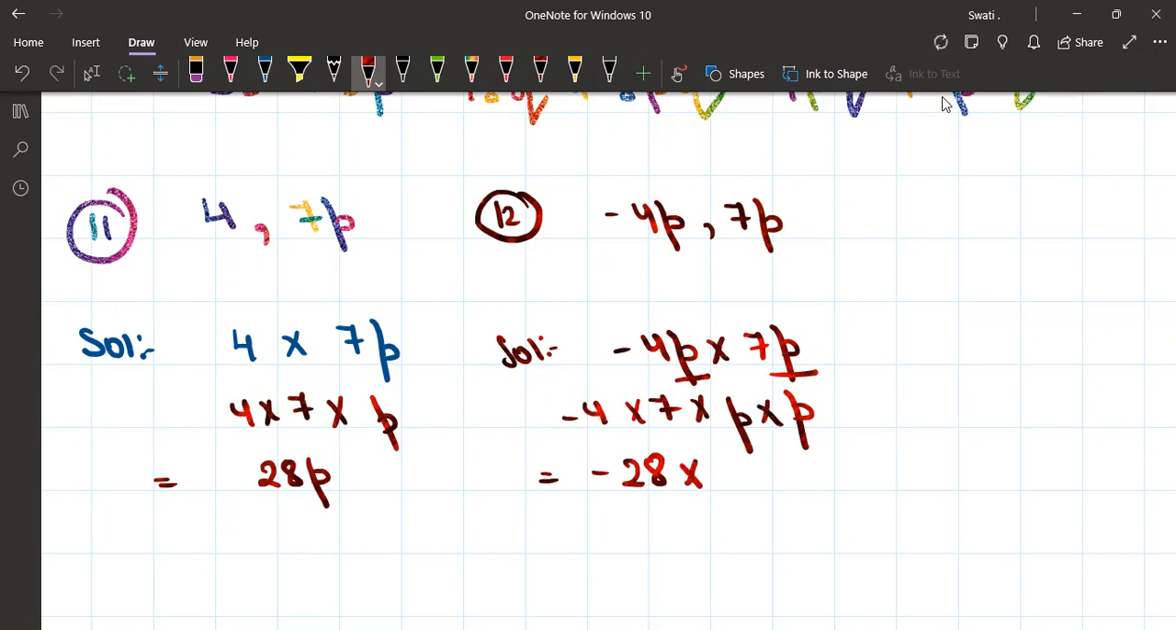And here p times p is going to be p square. Why? Using the law of exponent. P has nothing in the power, that means 1. And this has nothing in the power, that means it is also 1. And these powers get added in multiplication.